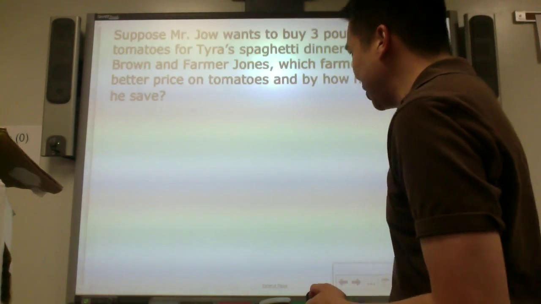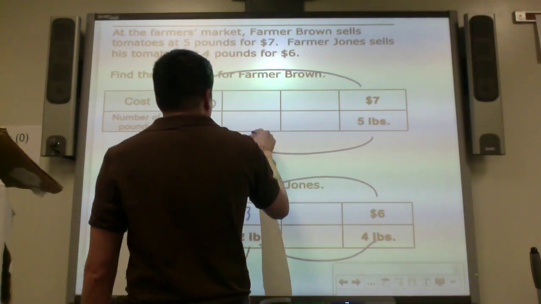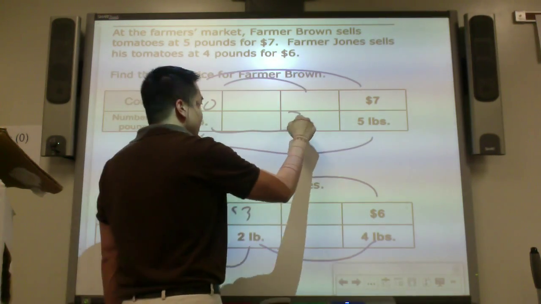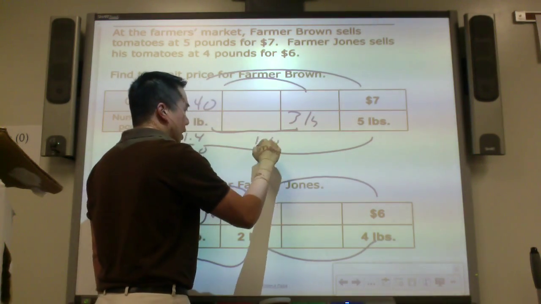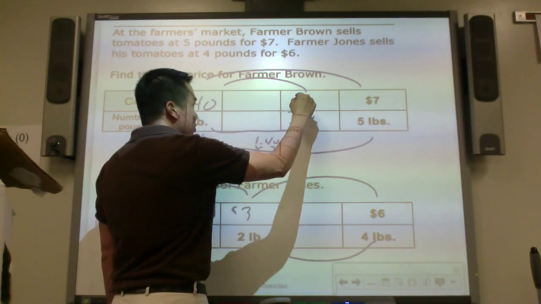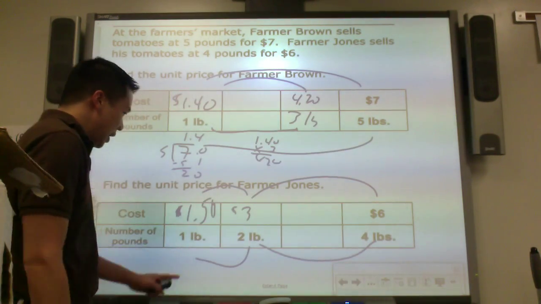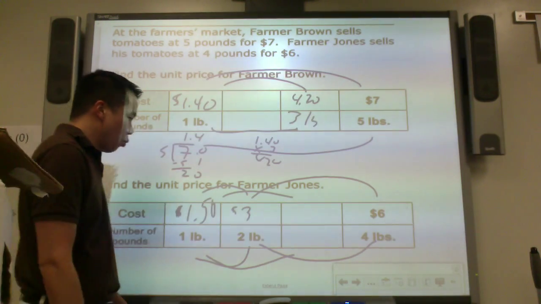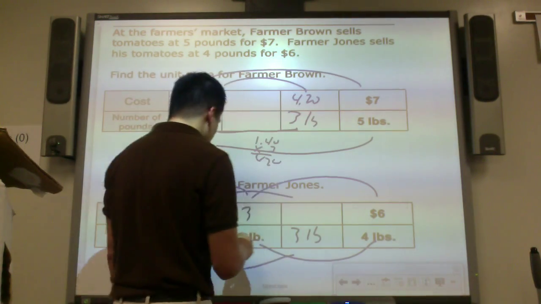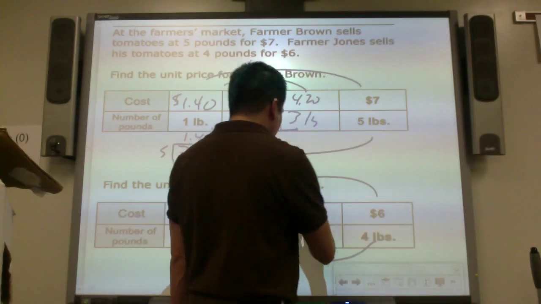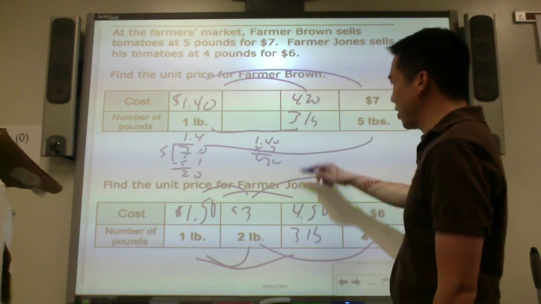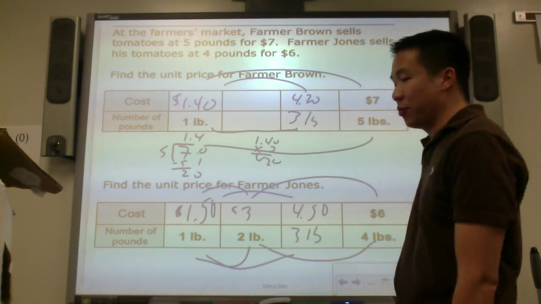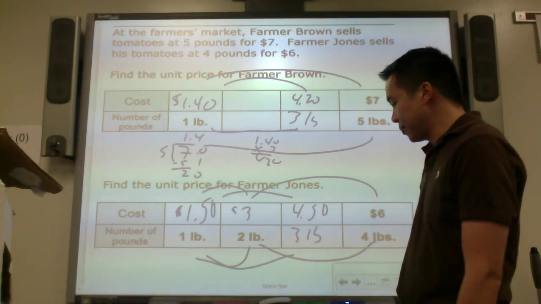So I'm going to buy 3 pounds. So if I triple my recipe, $1.40 times 3 is $4.20. If I want to triple these tomatoes, 1 pound to 3 pounds, times 3, $1.50 times 3 is $4.50. So who's cheaper for 3 pounds? Farmer Brown. He saves 30 cents.